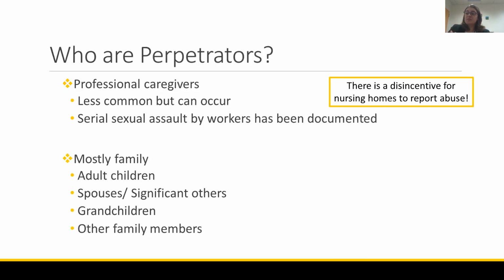The biggest proportion of people that are actually perpetrating elder abuse are family members. Even in the nursing facility, we see family members come in and victimize their loved ones. But in the community, it's definitely mostly adult children and then significant others, with other family members that have a close relationship with them also representing some cases of elder abuse. This could also be a close neighbor, a close friend, someone like that. But that's the vast majority of cases.